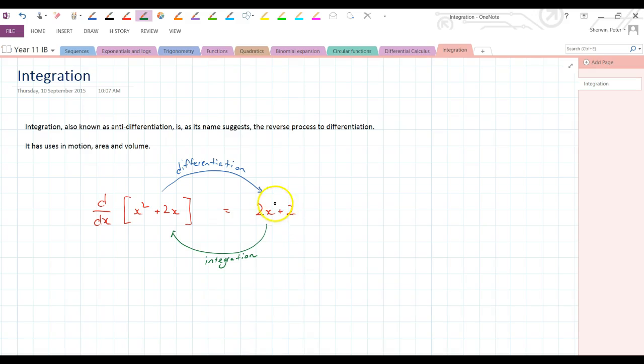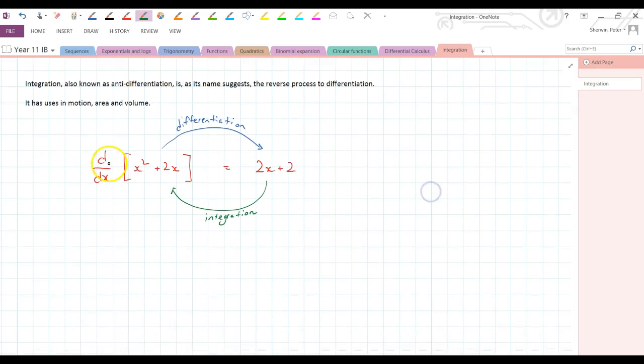So when we are faced with 2x plus 2 and we want to integrate, we're going to get back to x squared plus 2x. It's just the reverse process. How does it look then? We have to learn some terminology. This means the derivative of this with respect to x. How would we write that we want to integrate 2x plus 2?